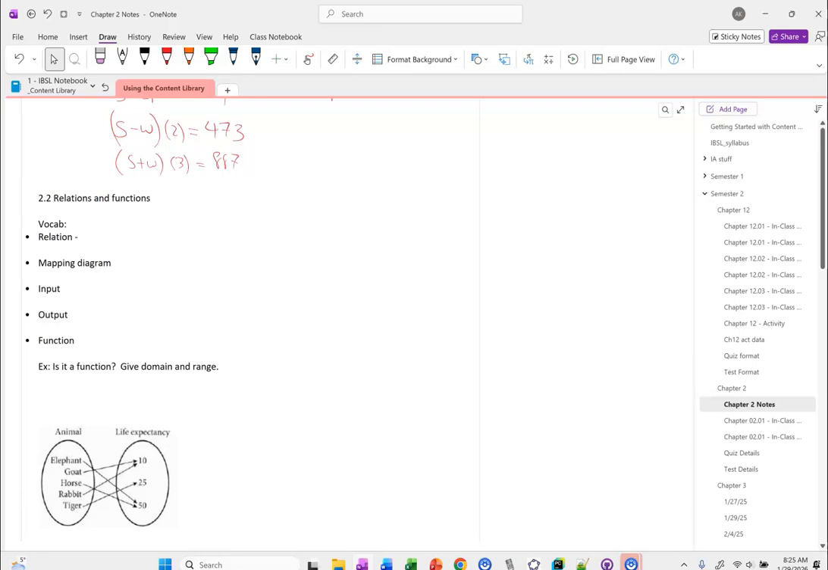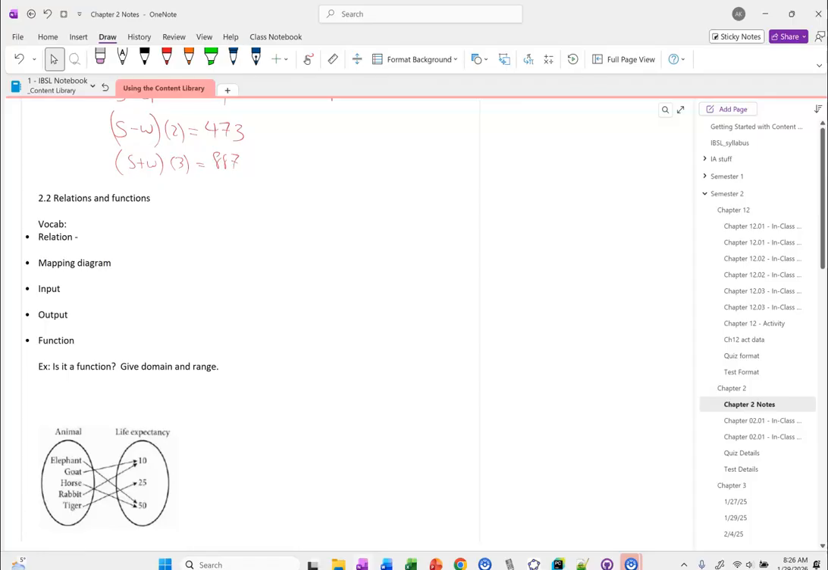Okay? A mapping diagram is a visual way of representing a relation, where you have one set of elements, and then you have another set with elements in it. You connect the elements from one set to the other set with an arrow that shows how they're paired together. Everybody remember those things from Algebra 1 or 2? I think you do it in both places. The input is the set of the values, basically the domain of our function, and the output is the range of our function.